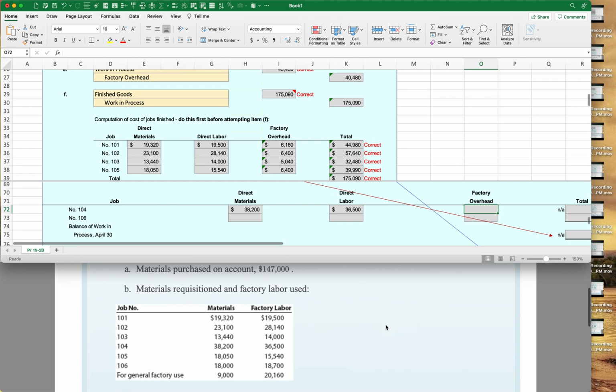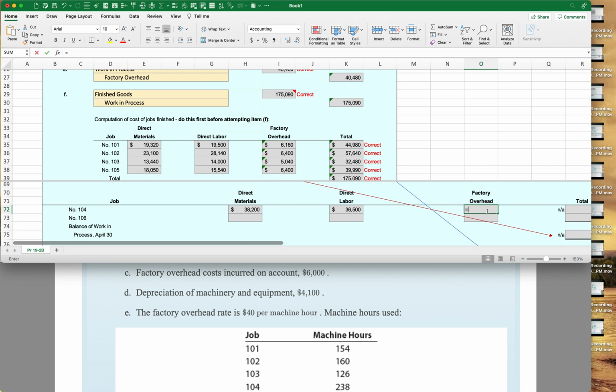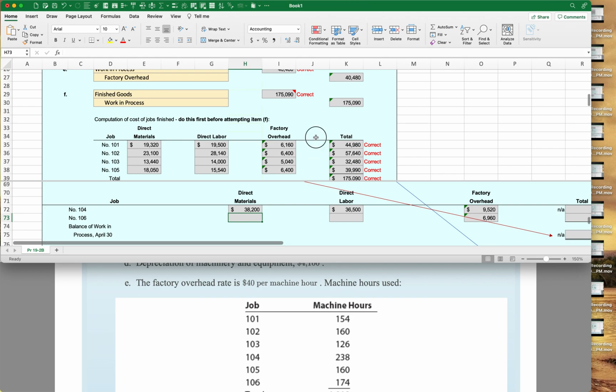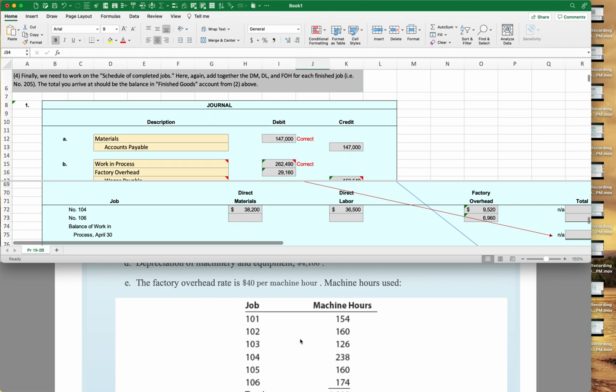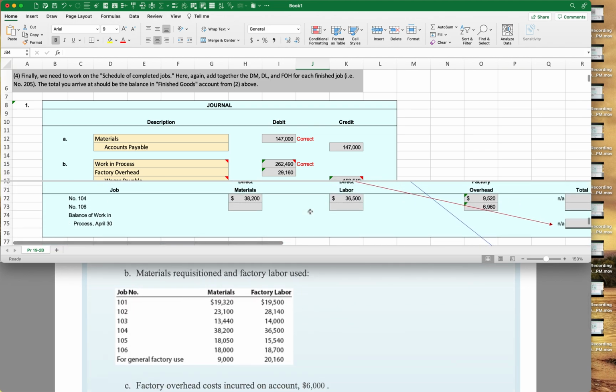Oh, we haven't done that yet. So let's find out job 104. It was 40 bucks, if you recall, per machine hour. And for job 104, we have 238 machine hours. And for 106, now that we're in the column, 106, 174 times 40. And the direct material and labor they give us up here. Oops. Up here, I mean. There's just so much information on this problem. Thank you for being patient with me.